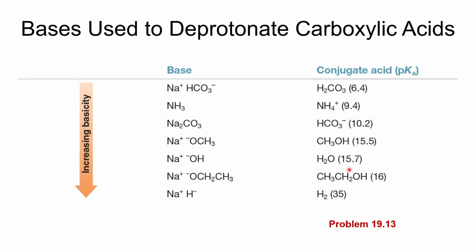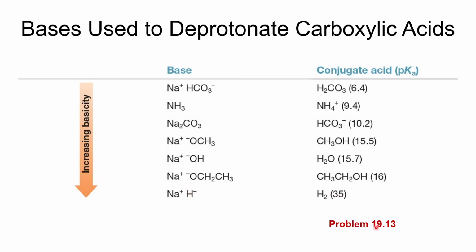All right, so here are a variety of bases that we can use to deprotonate. And again, the higher this number is, the more the equilibrium will lie to the right. Bicarbonate is certainly enough, but so are these other ones: ammonia, carbonate, sodium alkoxides. So here's sodium methoxide and sodium ethoxide. And then here is hydroxide, which gives us water there. And then sodium hydride is definitely strong enough. This one's kind of overkill, but it'll do the job.